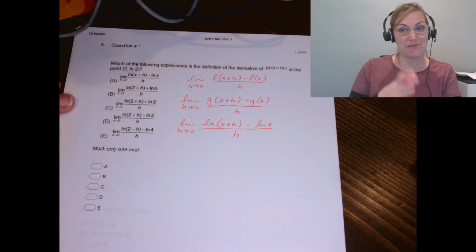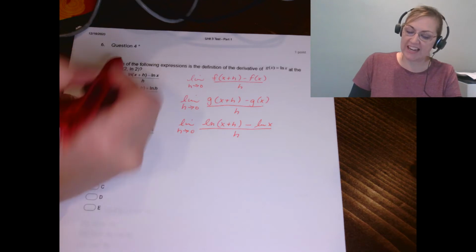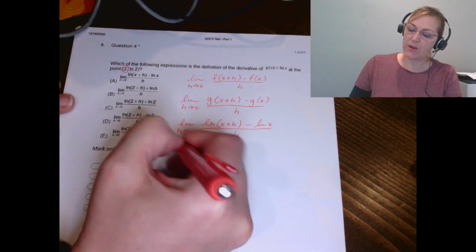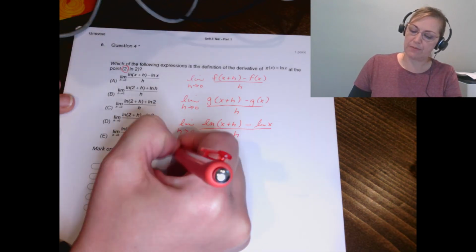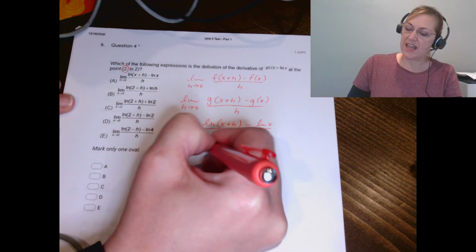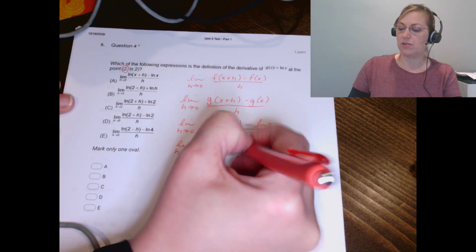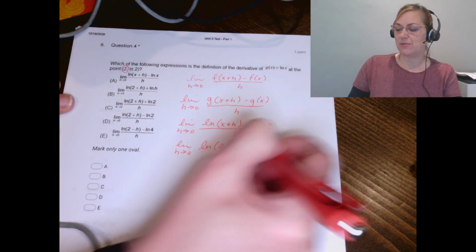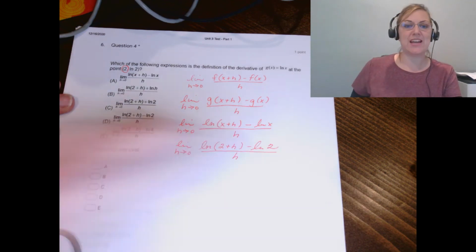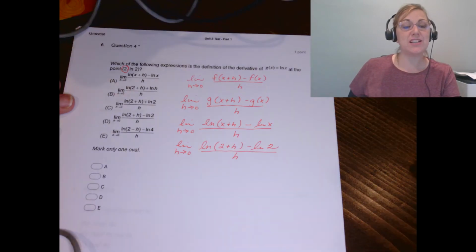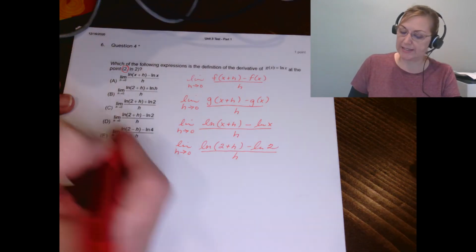However, we were told the value of x. So we are told that x is 2. So now we can make that substitution. We would have the limit as h approaches 0 of ln of 2 plus h minus ln of 2, all over h, which is answer choice D.